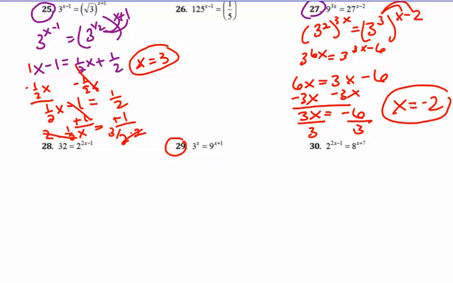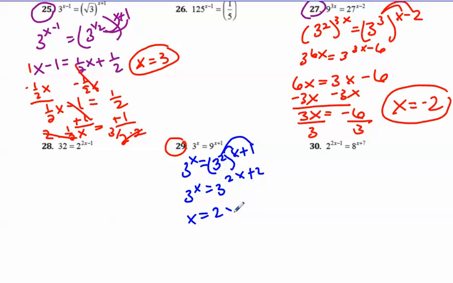Alright, 29. Again, I'm going to write the 9 as a power of 3, so 3 squared. And there's your x plus 1, and you have 3 to the x equals. So distribute your 2, and you have 3 to the x equals 3 to the 2x plus 2. And then you can set your exponents equal. So x equals 2x plus 2. Subtract 2x. Negative x equals 2, so if you divide by negative 1, you get x equals negative 2.